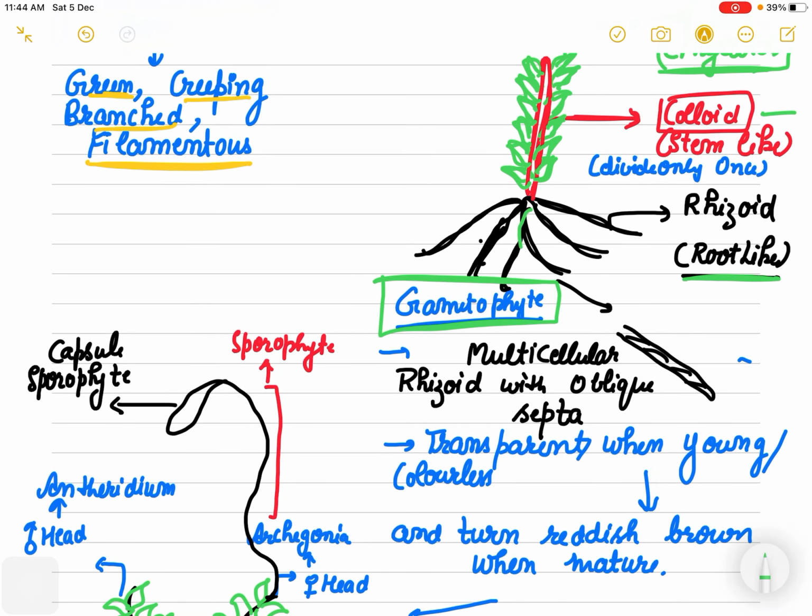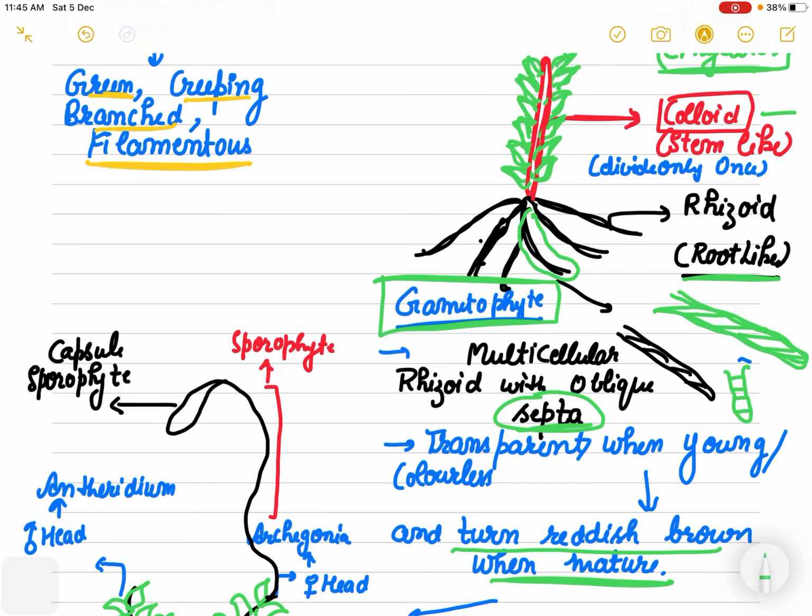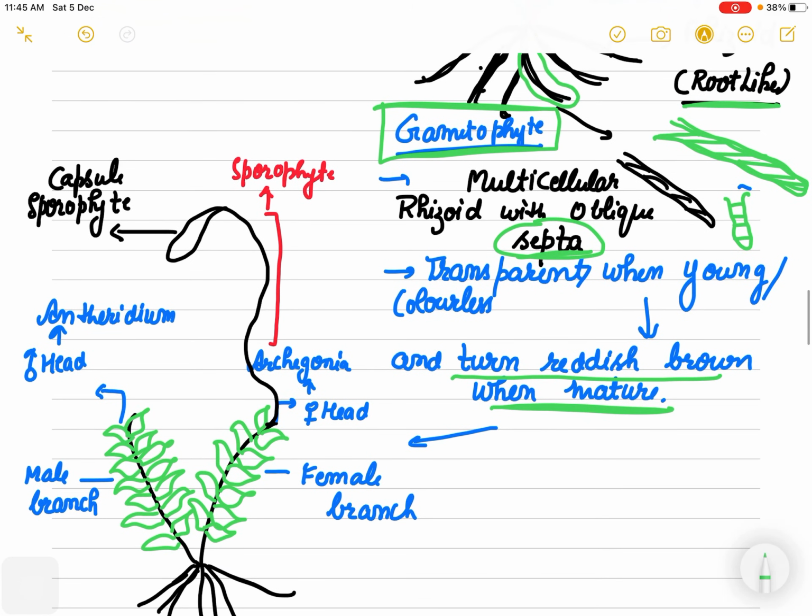Now, if we enlarge one rhizoid, if you look at this rhizoid, it is a long multicellular structure which has a slanting, oblique septum. Usually the septum, the division, is in a horizontal manner, but here the septa are oblique. These rhizoids look transparent when they are young, and when mature they turn reddish brown in color.